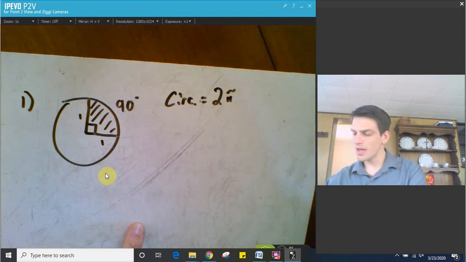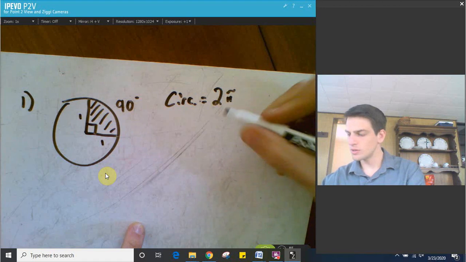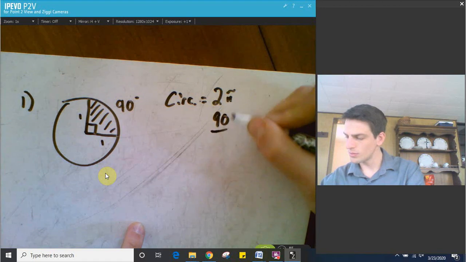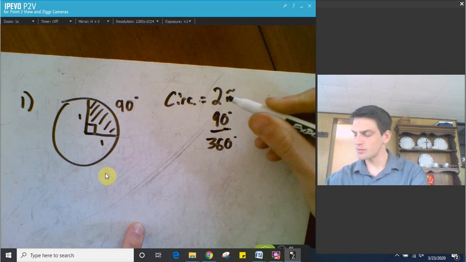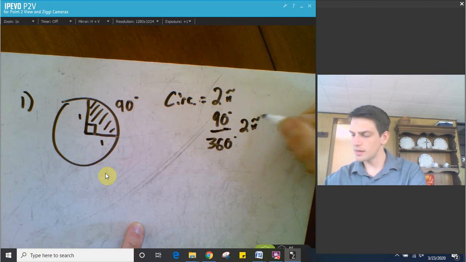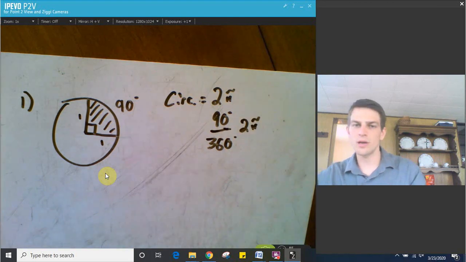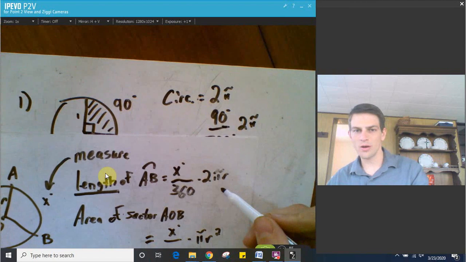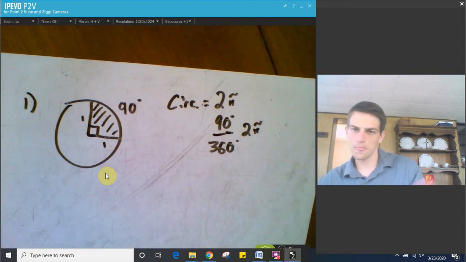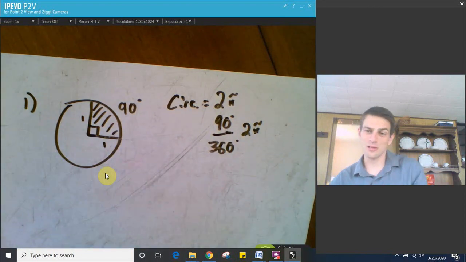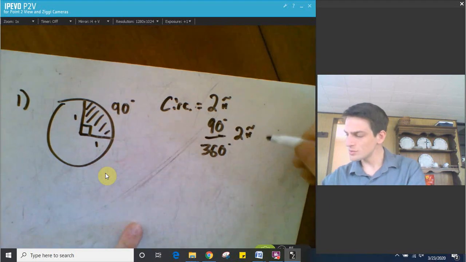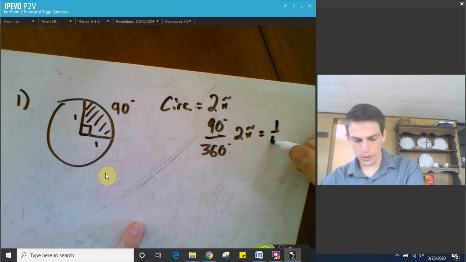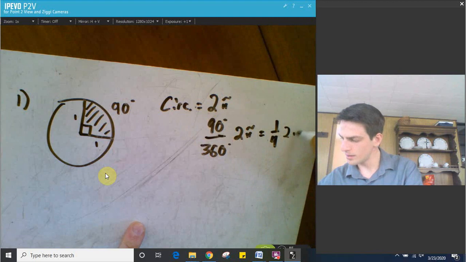Now, because we have 90 degrees out of 360 degrees, we're going to write that ratio, and we're going to multiply that by the circumference, which is 2 pi. Now, note, you can include that in the equation, so you could include the 2 pi r in your equation, like we wrote out before, or you can do it separately. I like to do it separately, but you can do whatever works for you. So this becomes 1/4 of 2 pi, which becomes pi over 2 when you simplify.